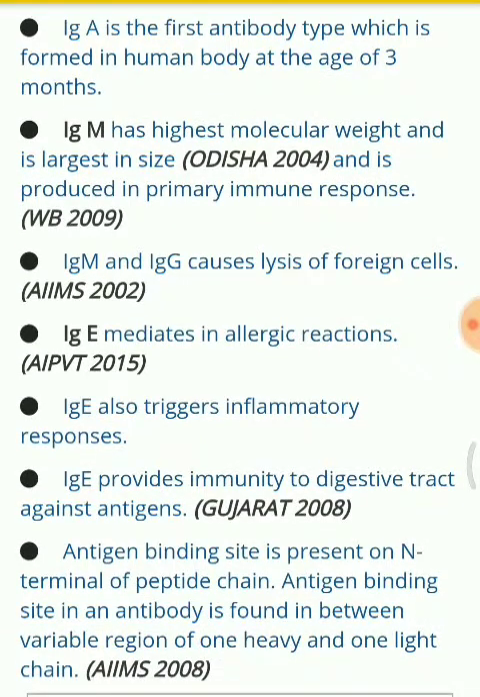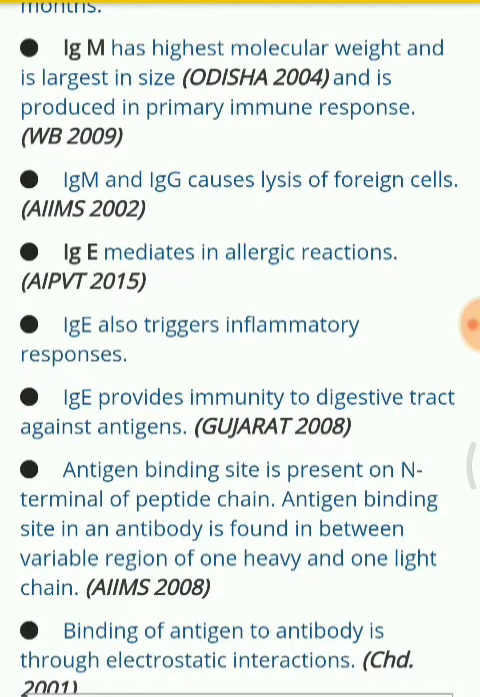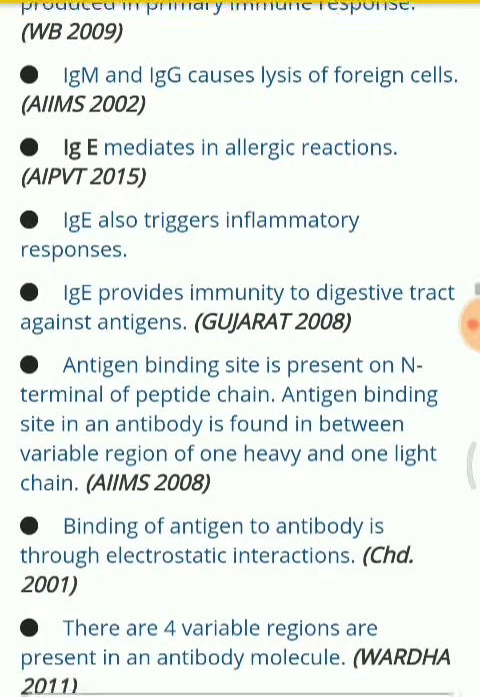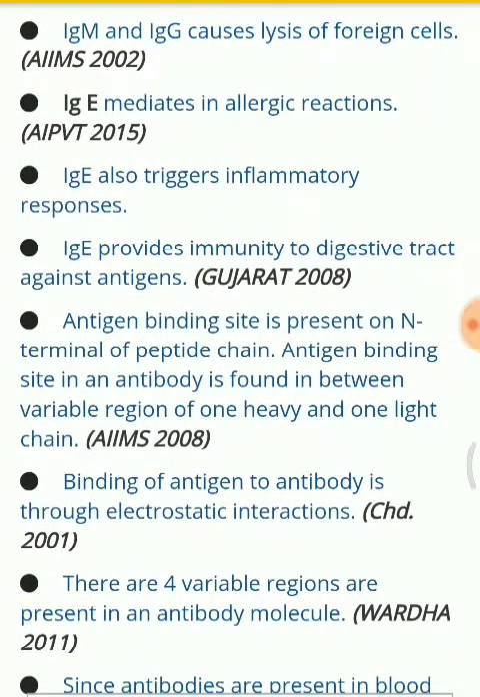IgM and IgG cause lysis of foreign cells. IgE mediates allergic reactions. IgE also triggers inflammatory responses. IgE provides immunity to the digestive tract against antigens.